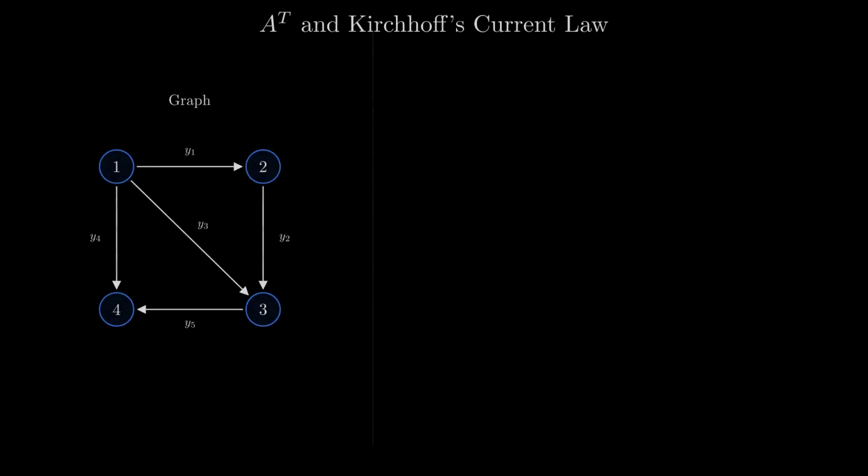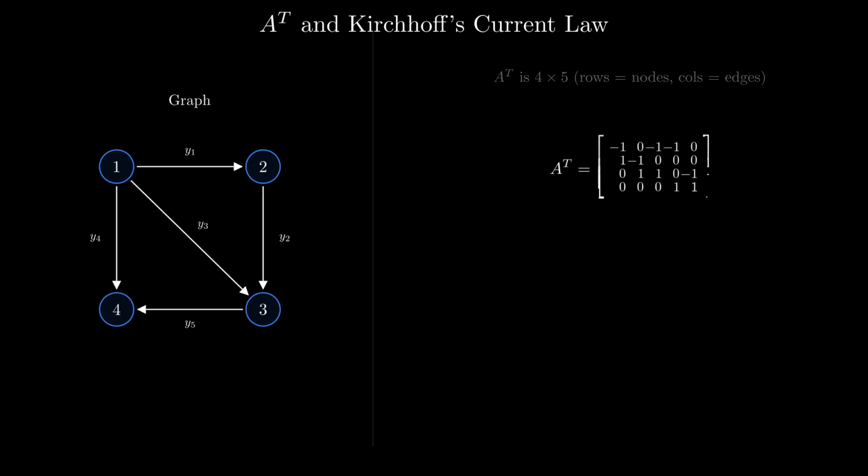We've seen what A tells us about the graph. Now let's transpose it. A transpose is a 4 by 5 matrix. Each row corresponds to a node. Let y be the vector of edge currents, y1 through y5. The equation A transpose times y equals 0 expresses a fundamental physical law. Row 1 of A transpose is -1, 0, -1, -1, 0.